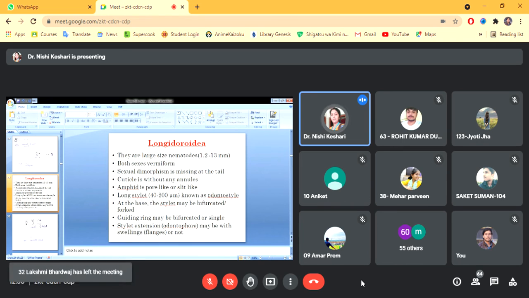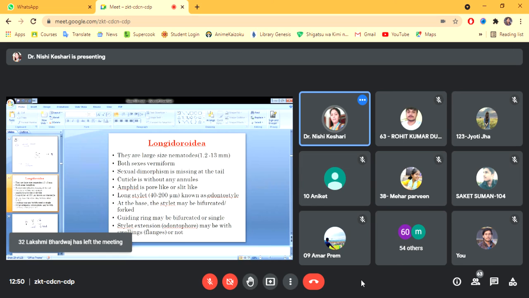They have a long stylet, 40 to 200 micrometer, known as the odontostyle. At the base, the stylet may be bifurcated or forked. The guiding ring may be bifurcated or single. The stylet extension may be with swellings or not. You know that the stylet is divided into three parts, that is conus, shaft, and stylet knobs. But in the case of the odontostyle, there is an odontophore and an odontostyle. The odontophore is the upper part of the stylet and the odontostyle is the lower part. They may be with swellings or not. If the swelling is there or not there, they are different nematodes.